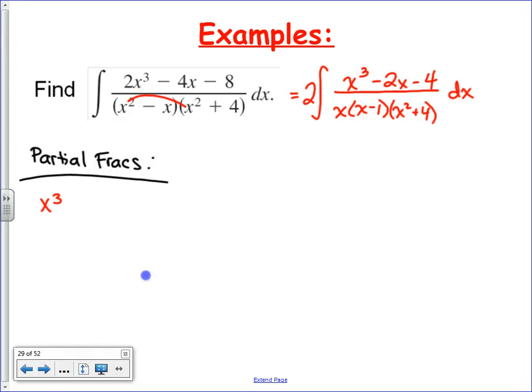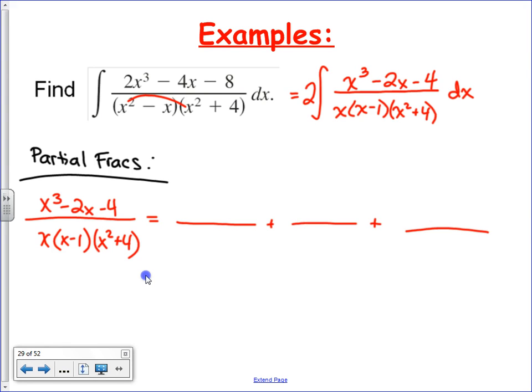A over x. Separate those. How many do I need? 3, right? Okay, so I have x minus 1, and they're all to the 1, right? So I don't have to worry about doing repeated factors. So I have x minus 1, x squared plus 4. What's on top of x? A. x minus 1? B.